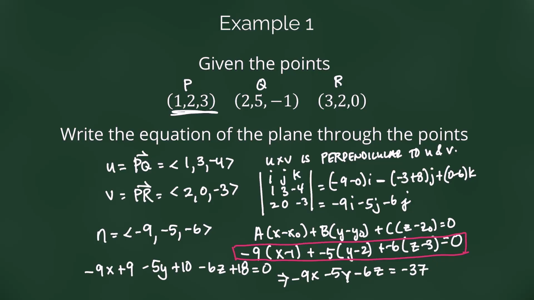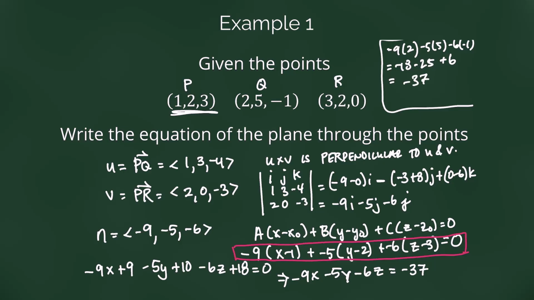And then we can do a quick check. I'll do it over here. I'm just going to pick one of the other points, Q, and plug Q in there. So negative 9 times 2 minus 5 times 5 minus 6 times negative 1 gives me negative 18 minus 25 plus 6, which is negative 12, that's negative 37. Look at that. So it did in fact check with point Q, so we can be assured that we have also found the correct standard form of our equation.